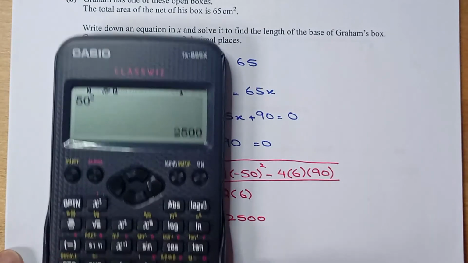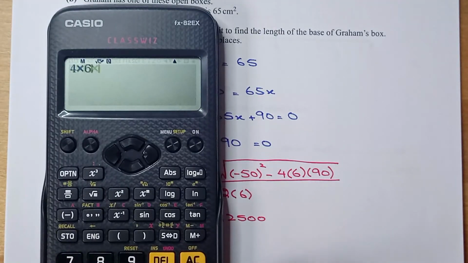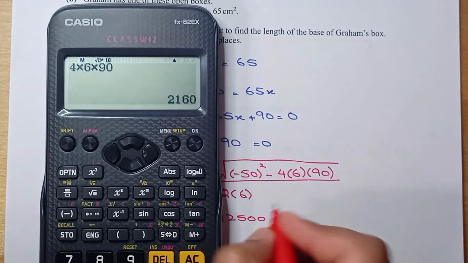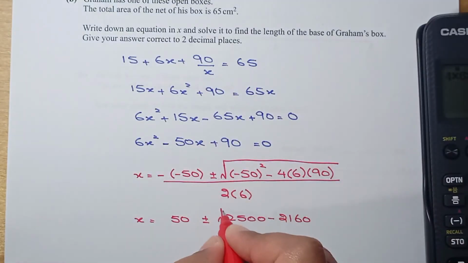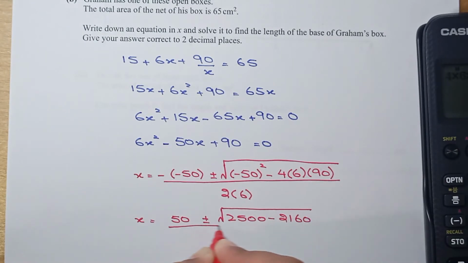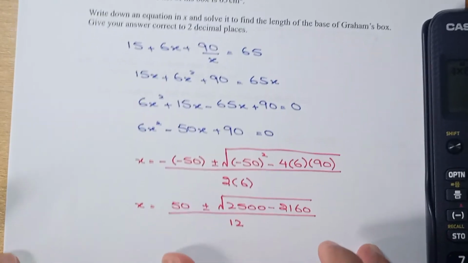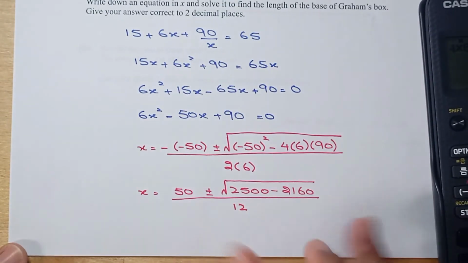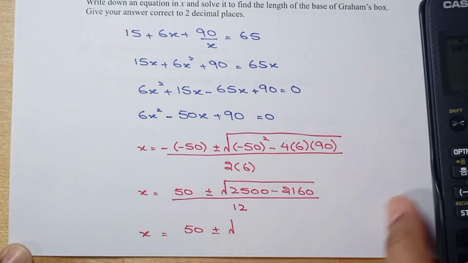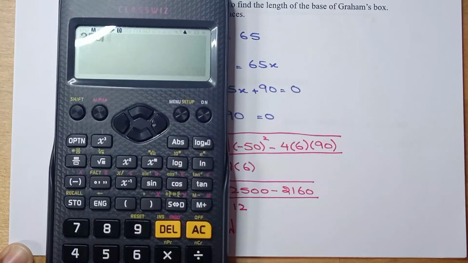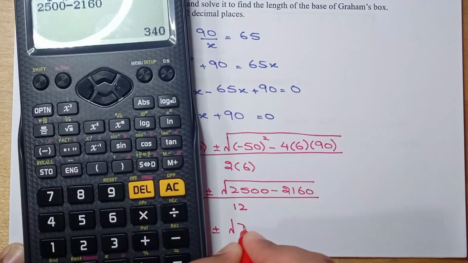And what is 4? 4 times 6 times 90. This is 2 minus 2160. And this is dividing by 2 times 6, that is 12. Right? Okay, let me simplify it further. So x would be equal to 50 plus minus square root of 2500 subtract 2160, this is 340.